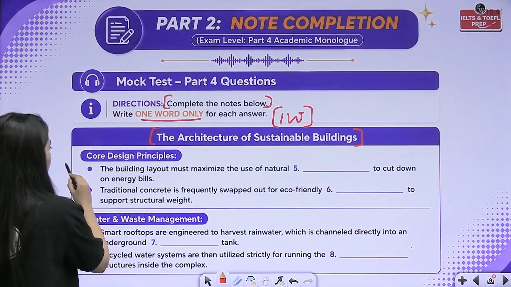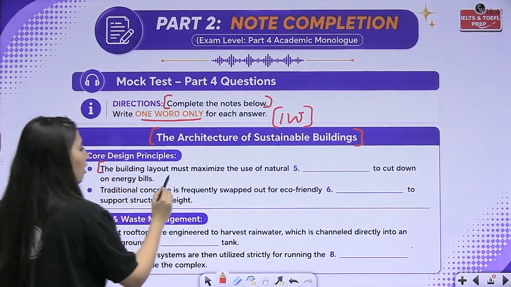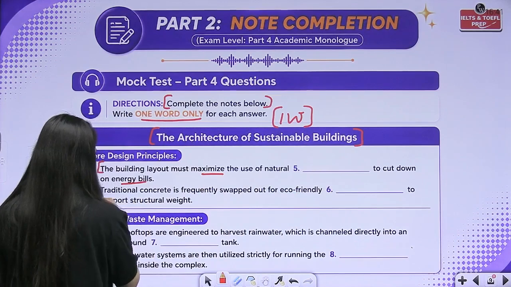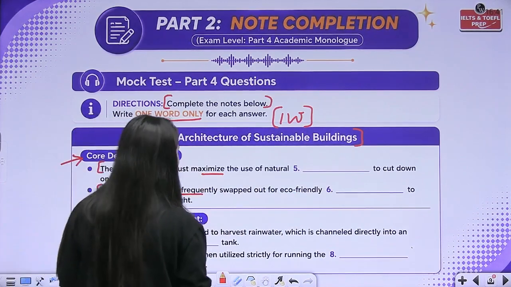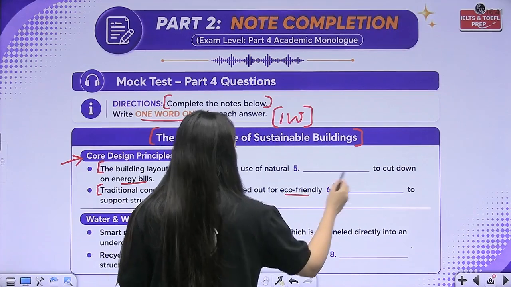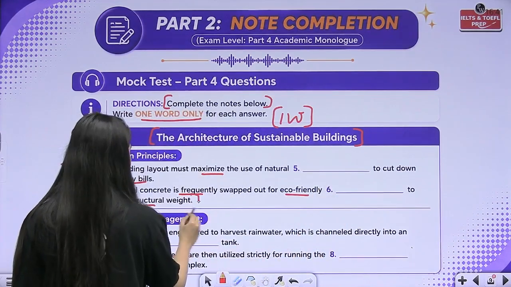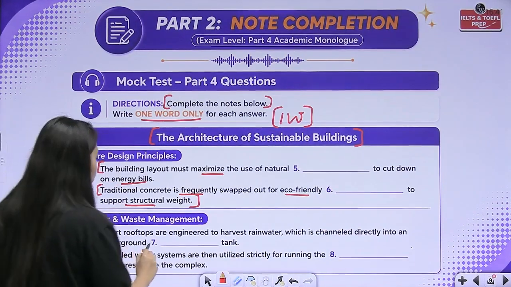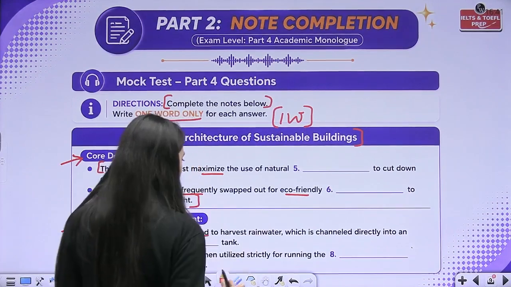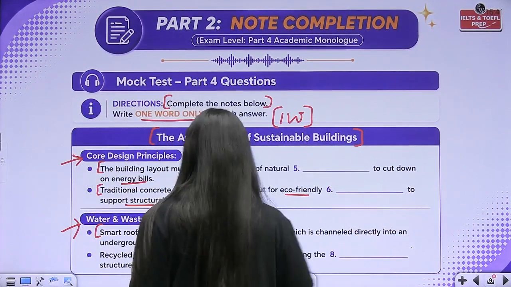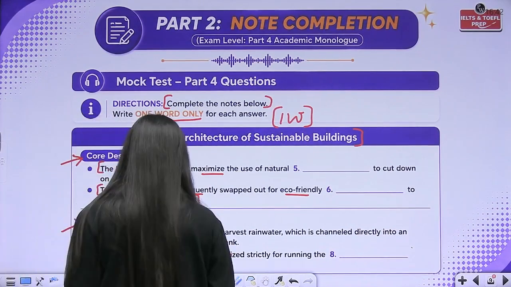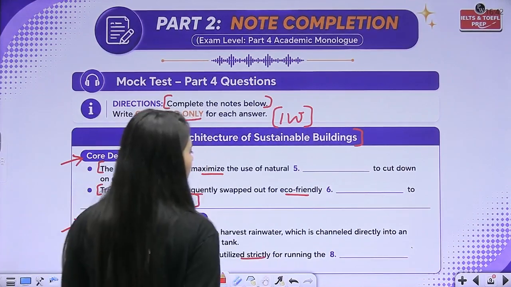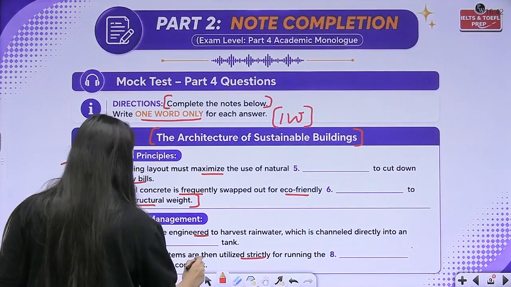Now, the text says: core design principles, the building layout must maximize the use of natural something to cut down on energy bills. Traditional concrete is frequently swapped out for eco-friendly something to support structural weight. It's about water and waste management now. It says smart rooftops are engineered to harvest rainwater, which is channeled directly into an underground something tank. Then, recycled water systems are utilized strictly for running the something structures inside the complex.